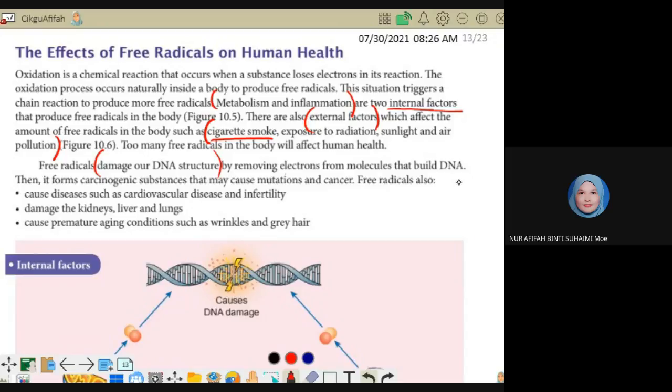Okay. Badan kita ni semua ada atom, semua ada nukleus. Kita ada sel. Setiap badan kita, setiap benda lah dalam badan kita ni adalah sel. So dalam sel ada nukleus. Okay, dalam nukleus ada molekul.